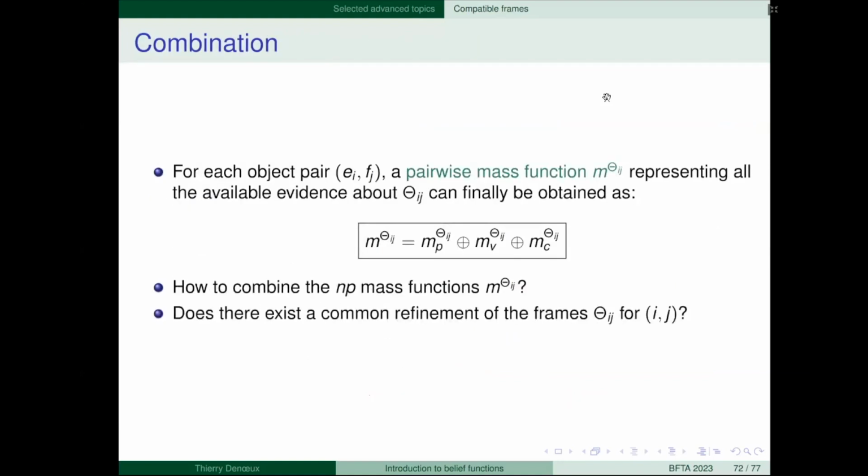So now you have these three sources of information: position, velocity, and class. Until now, we considered only separately each pair of objects. You can combine the three mass functions by Dempster's rule. Now we have a combined mass function, M superscript theta ij. How to combine them? Does there exist a common refinement of the frames theta ij? So are the frames theta ij compatible? And indeed they are.